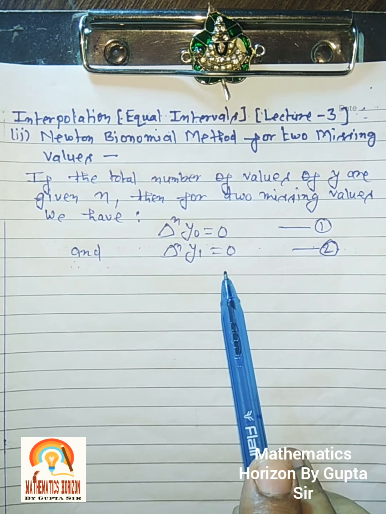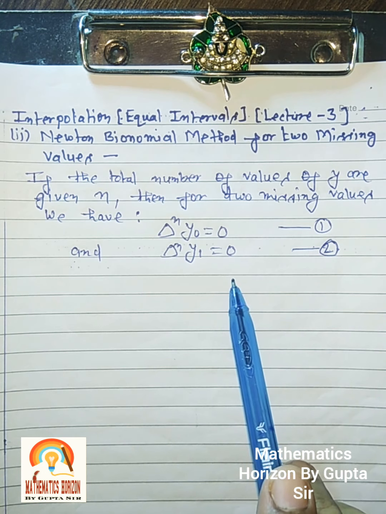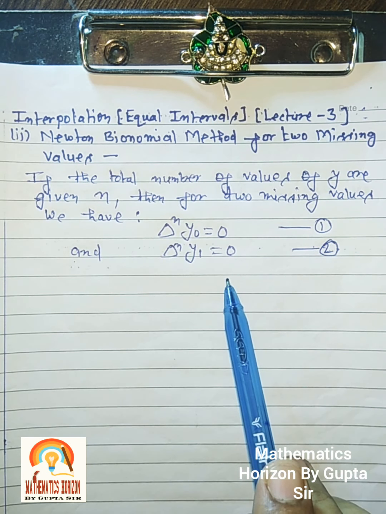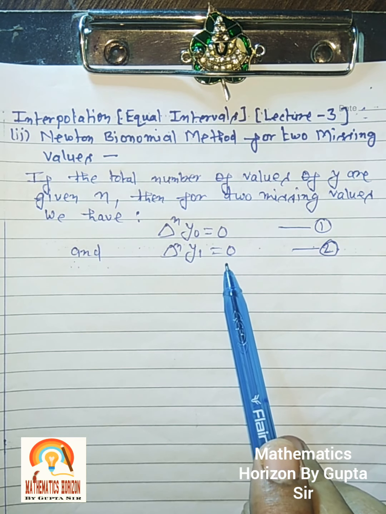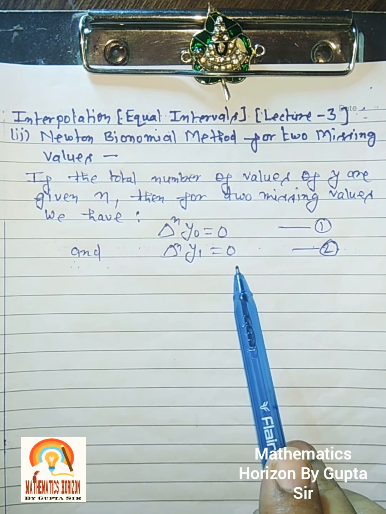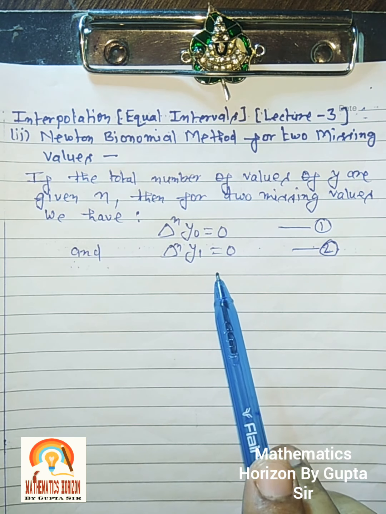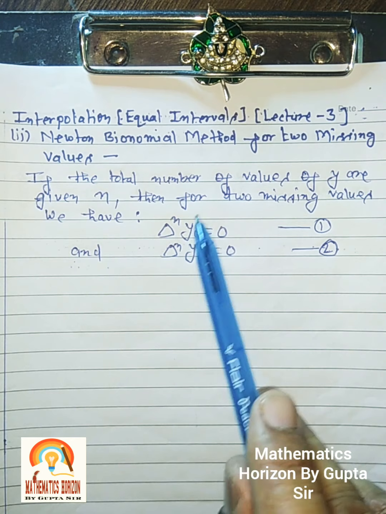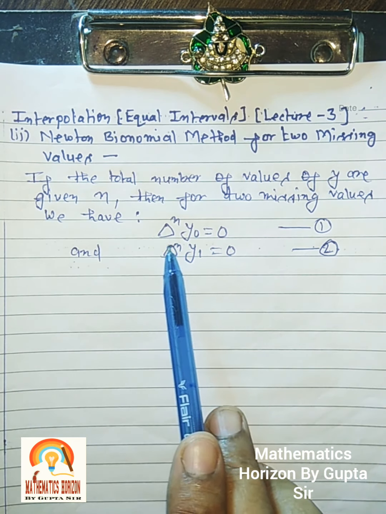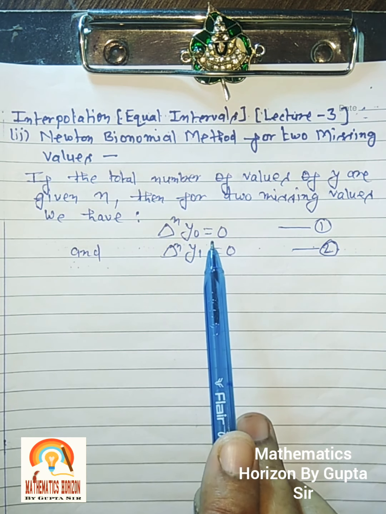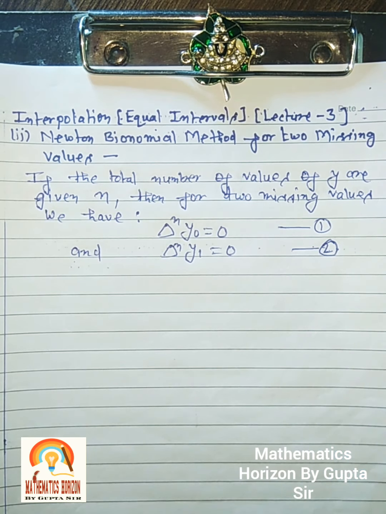In similar fashion, you can develop a formula for three missing values and for four missing values. If you have three missing values, then you require three equations. If you have four missing values, then you require four equations. Here two values are missing, that's why we are using these two formulas, del n y0 equal to 0 and del n y1 equal to 0.